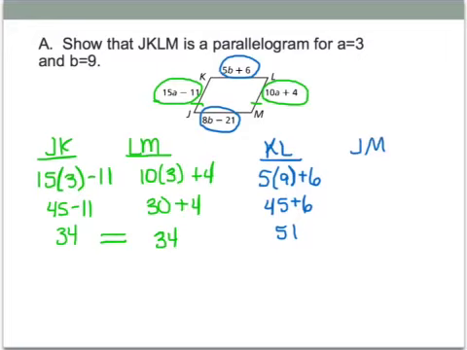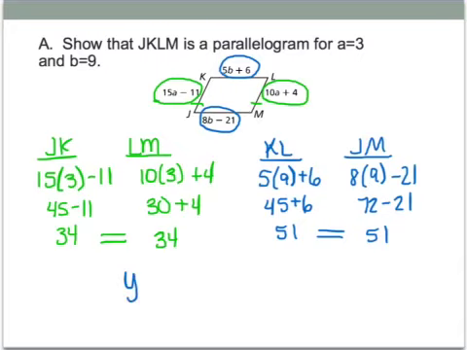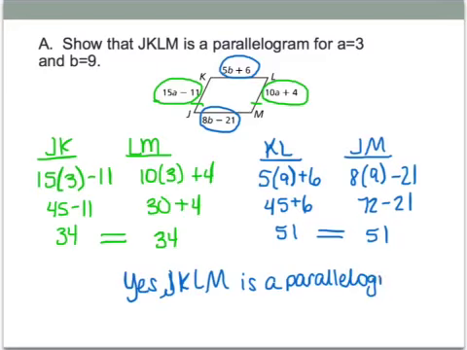Let's do the same for segment JM. Plug in 9 for B. 8 times 9 is 72. I need to subtract 21. And I see that the length of segment JM is also 51 units. So yes, JKLM is a parallelogram because opposite sides are congruent.